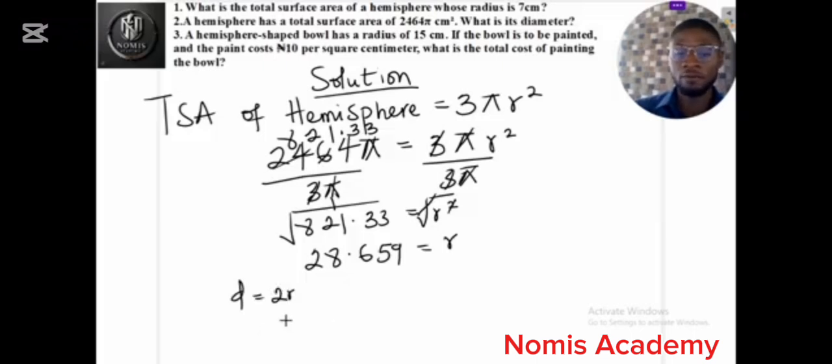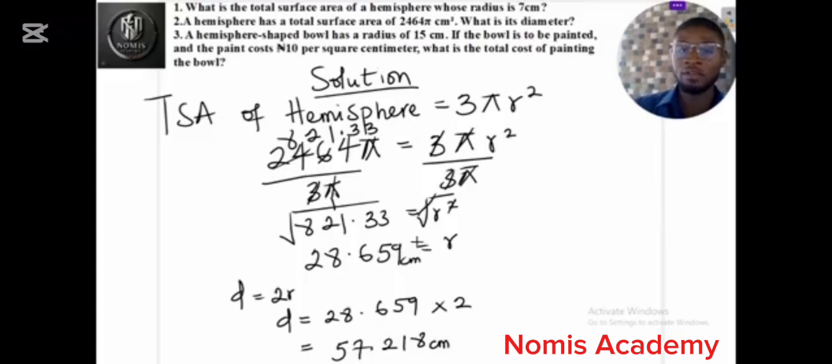Therefore, diameter equals 28.659 multiplied by 2. So when I multiply this by 2, 18, remainder 1, 10 plus 1, 11, 12, write 2, keep 1, 19 and 16, 16 plus 1, 17, remainder 1, 2 times 2 is 4 plus 1, that's 5. So the diameter of the hemisphere is 57.218 centimeter. Remember, we have centimeter here.